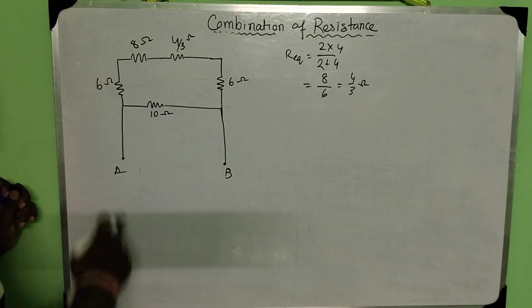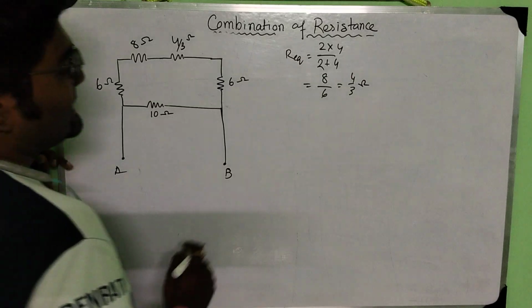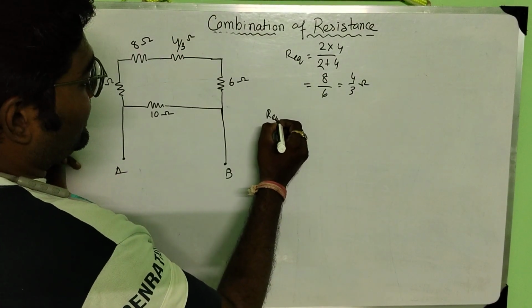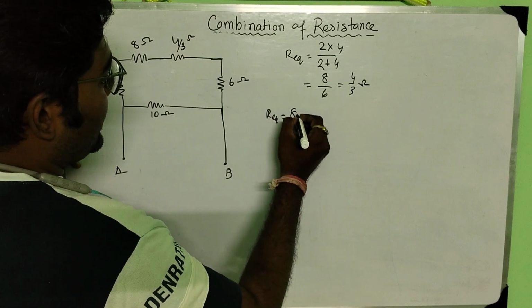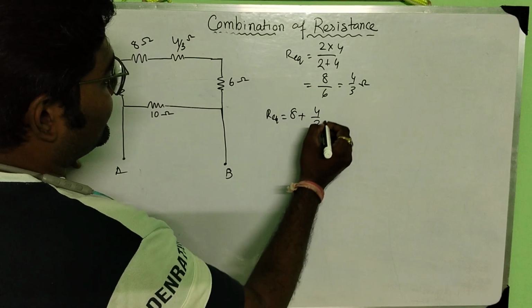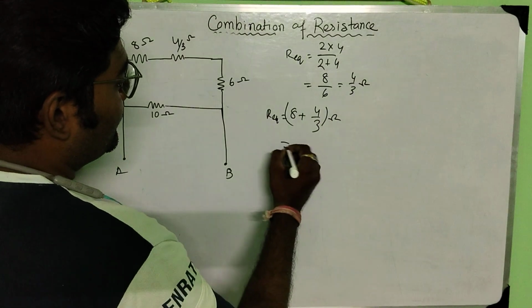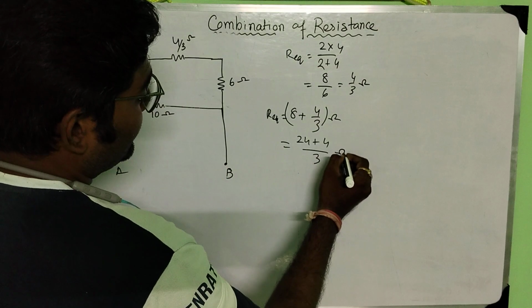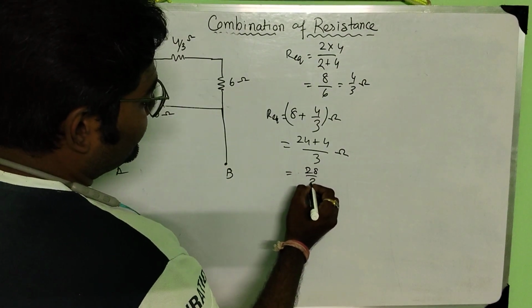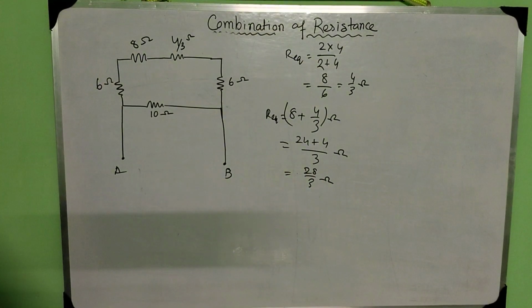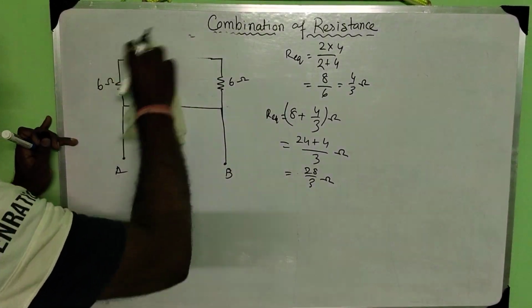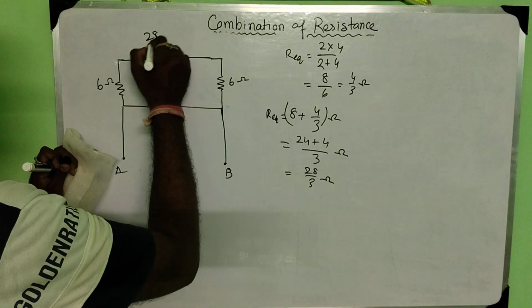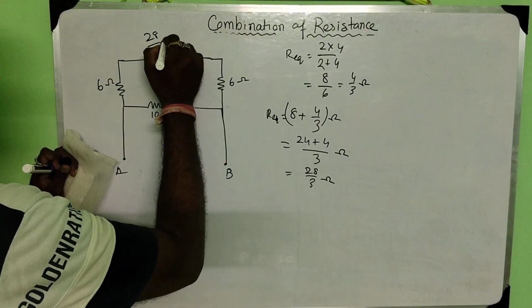This 4 by 3 ohm and 8 ohm, they are in series combination. Okay, so here R equivalent will be 8 plus 4 by 3 ohm. That means 24 plus 4 by 3, that means 28 by 3 ohm. So here actually you can write 28 by 3 ohm.